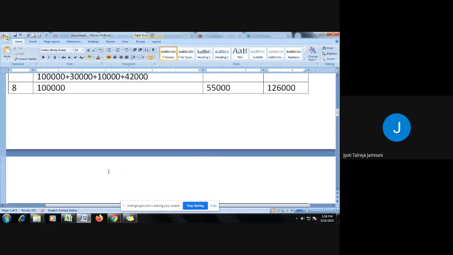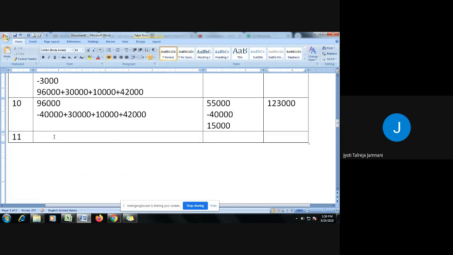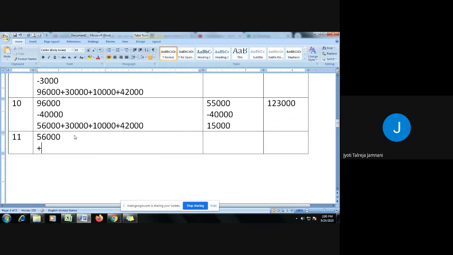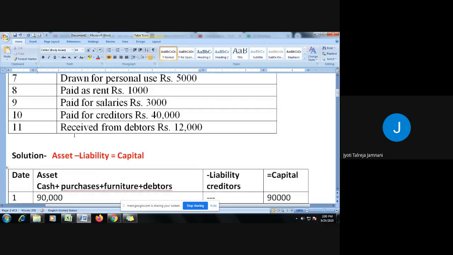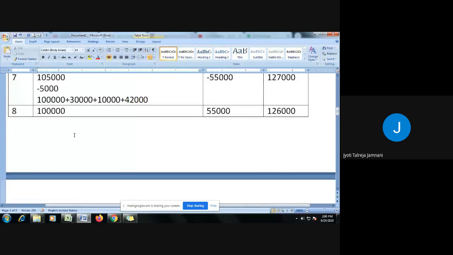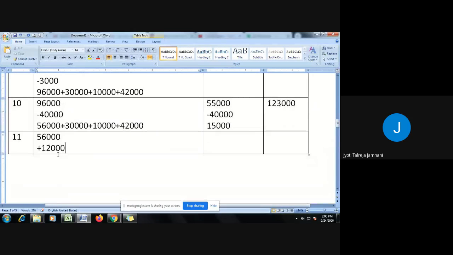The 11th one, received from debtors rupees 12,000. So when you receive, cash comes in. So your new cash balance, okay, here I didn't write the new one. 96 minus 40, the new balance was 56,000. So now you have a cash of 56,000. So this is giving us 12,000. So you see the transaction is 12,000. Whenever you receive, it gets added to cash.